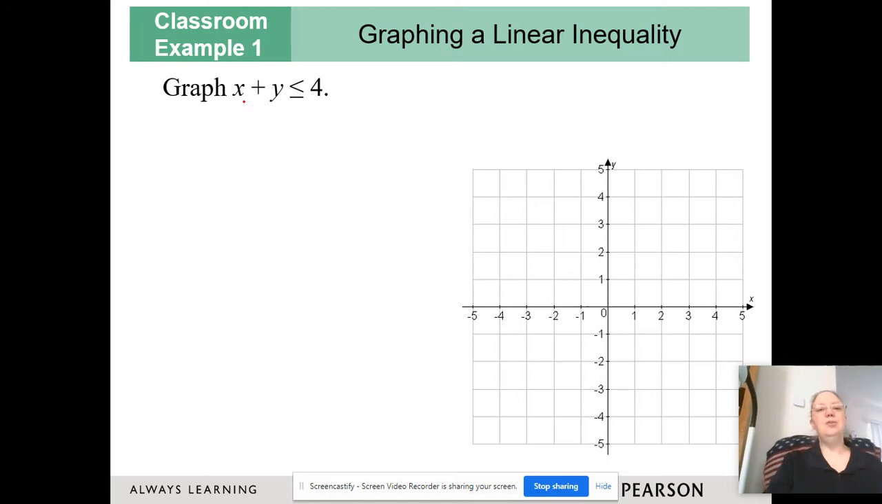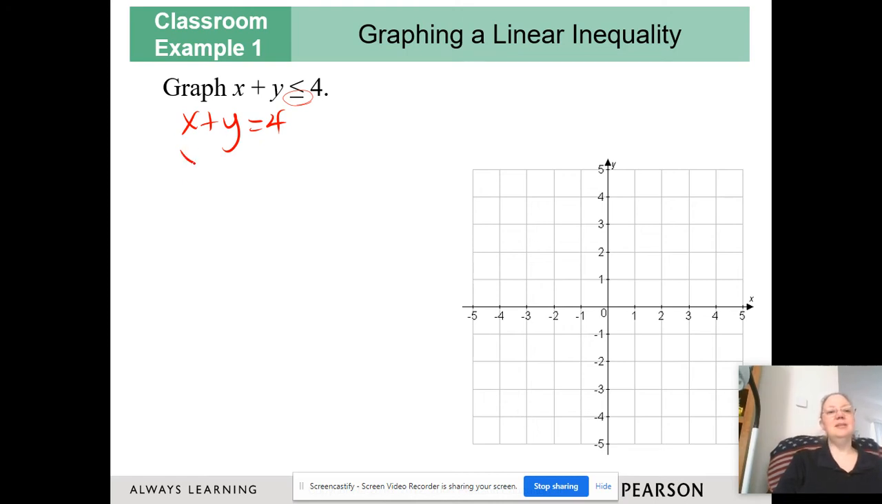All right, so we need to graph this inequality. X plus y is less than or equal to 4. The first thing we have to do is graph the boundary line. So we have to graph x plus y equals 4, and that has nothing to do with the inequality sign. We always have to graph the boundary, which is the equal.